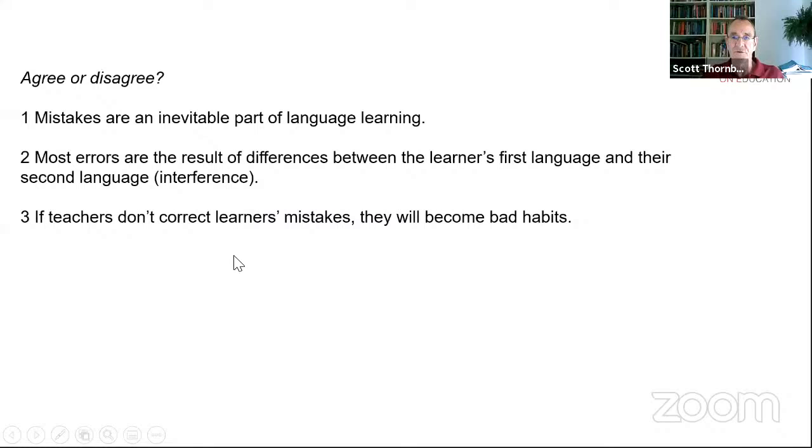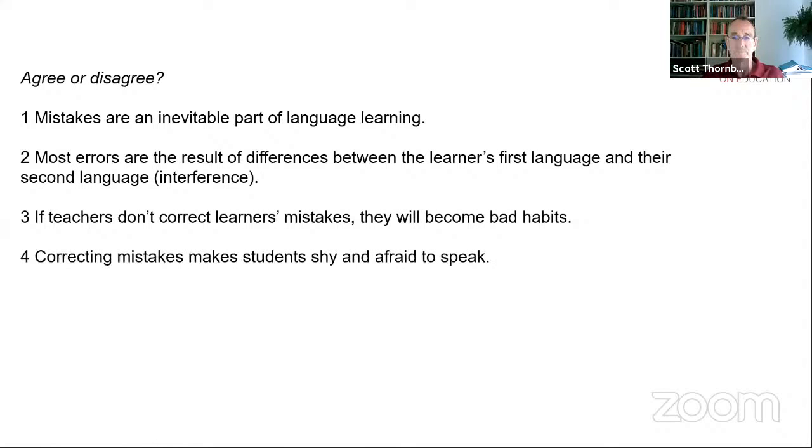Okay, ready for number four? Here's number four. Don't forget to write the number. Disagree, disagree with number four. Oh, we're getting a bit of disagreement here. Correcting mistakes makes students shy and afraid to speak. Disagree, maybe, no, really, sometimes. Okay, yeah, it's a little bit more, not quite so cut and dry.